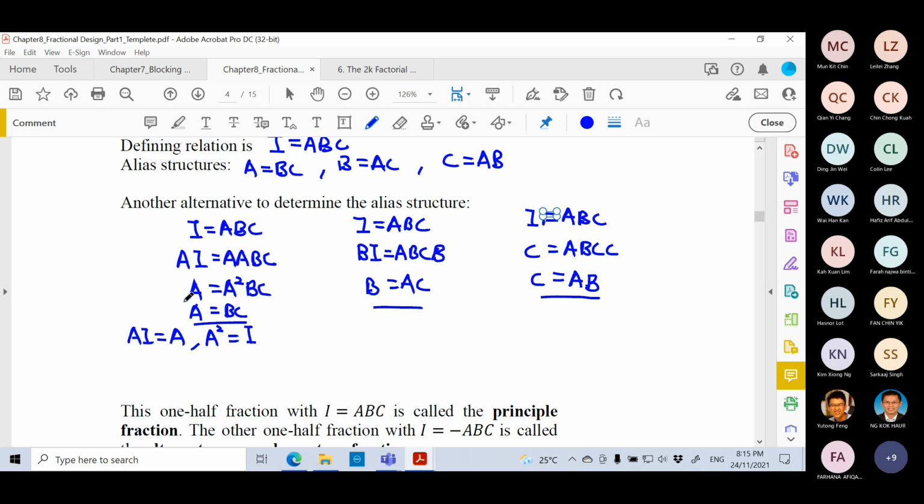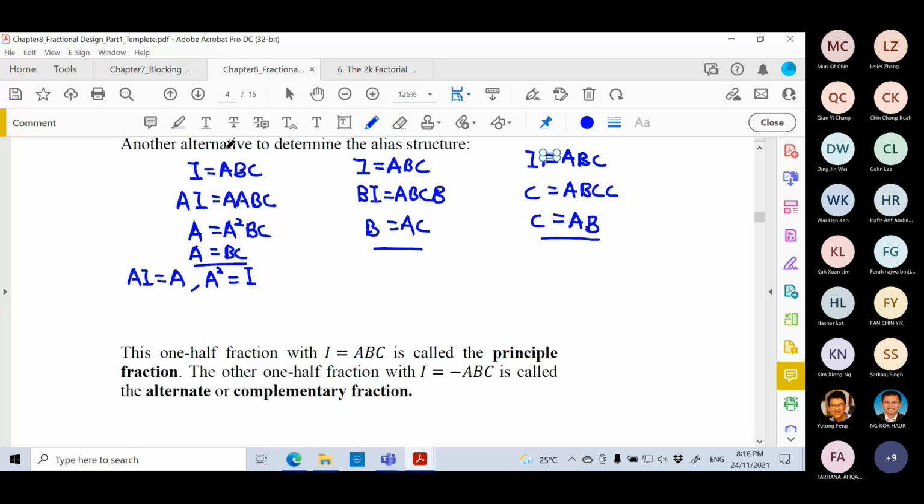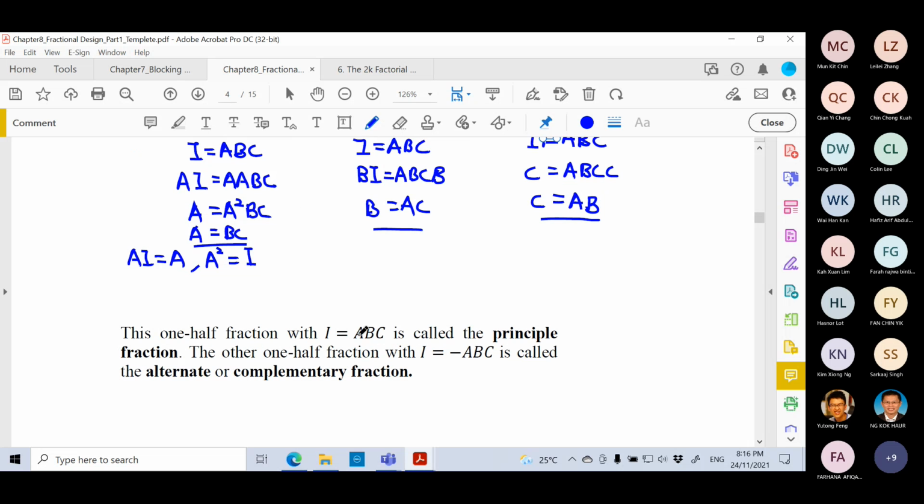So when you are estimating the effect of A, actually you are estimating the effect of A plus BC, because you only run one half. So this is the information you will lose. Of course, for the structure here we can use I equal to ABC, and we also can use the negative sign one. Therefore I say that I equal to ABC is called the principal fraction. The other half, I equal to negative ABC, is the alternate or complementary fraction.